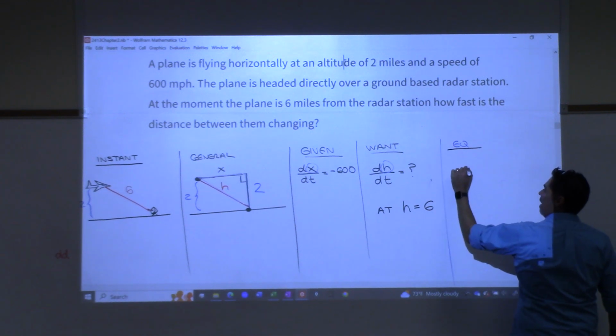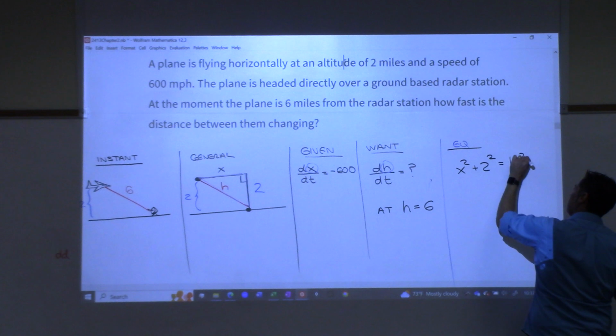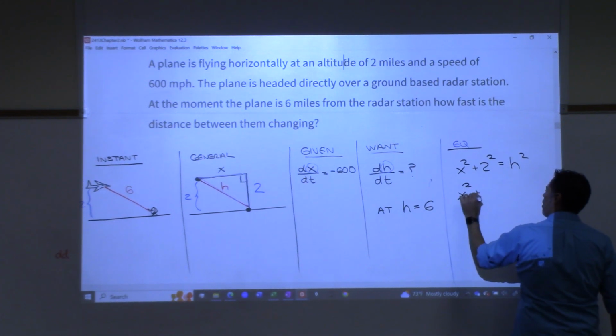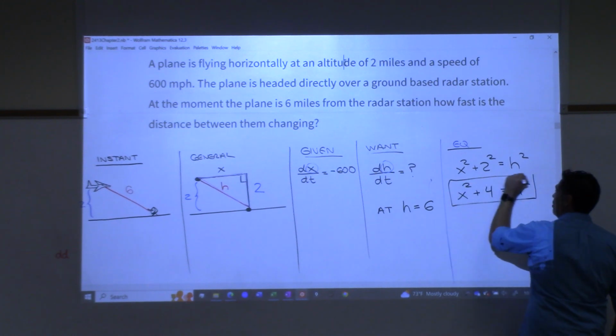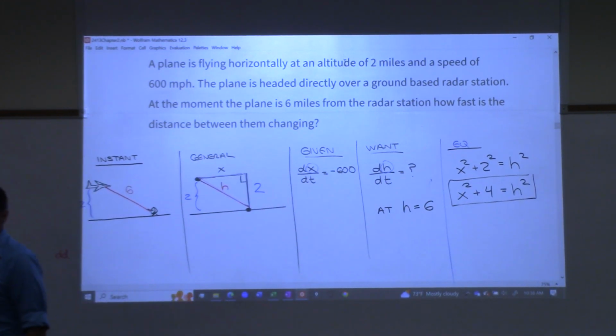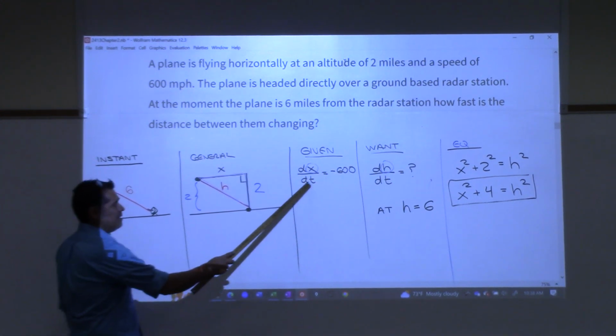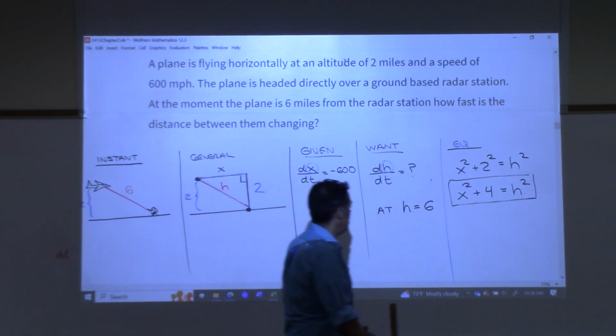I'm seeing that x squared plus 2 squared must equal h squared, which is the same as saying x squared plus 4 equals h squared. That is a true equation for that scenario, isn't it? That equation must always be satisfied. It involves x and h. And so when I differentiate it with respect to time, I'm going to get both dx/dt and dh/dt to pop out of this, won't I? So let's do it. Differentiation time.